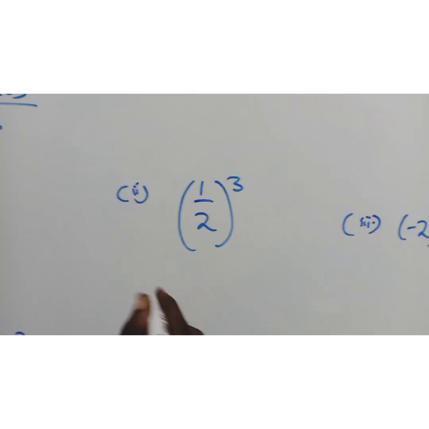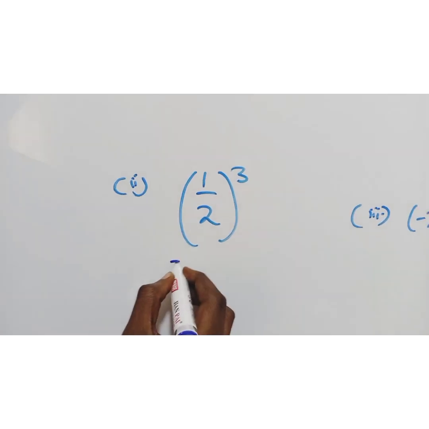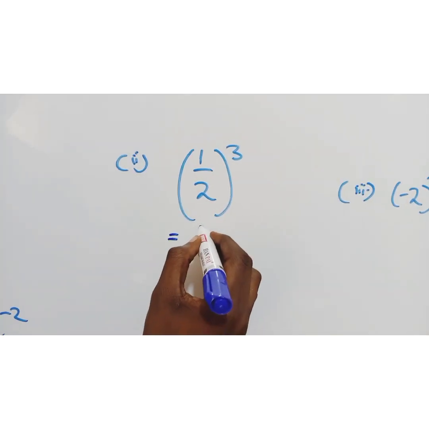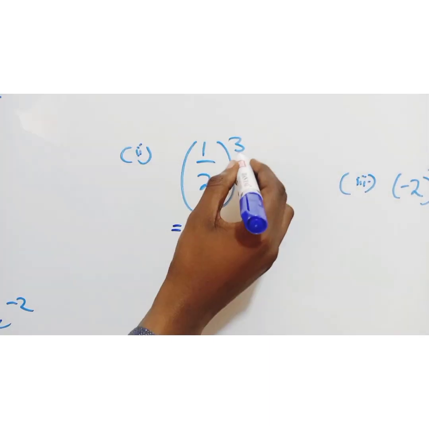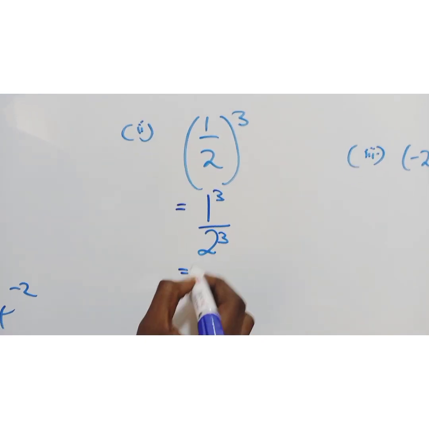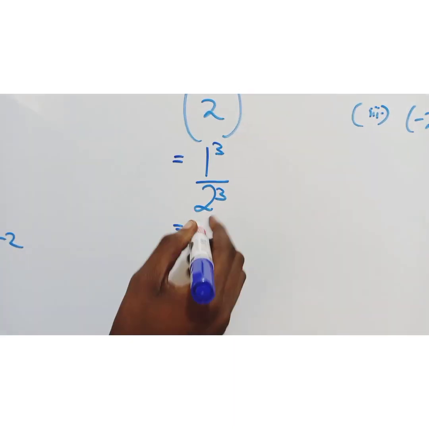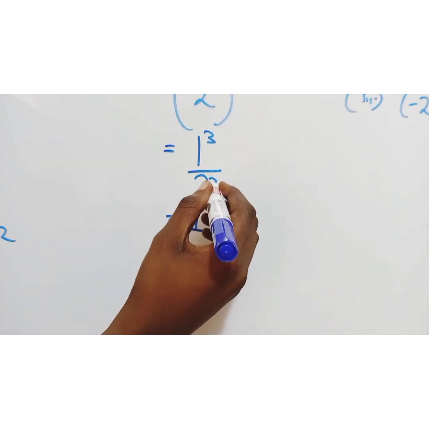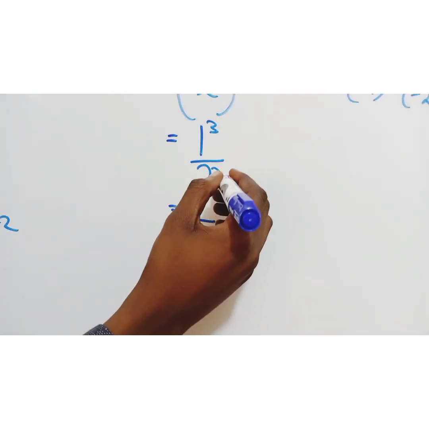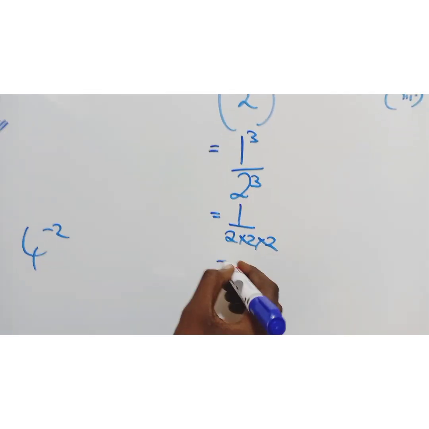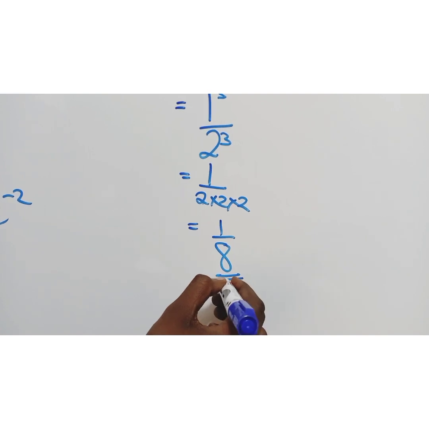We have this. 1 over 2 in brackets with power 3. So evaluate means we find our answer. So we have 1, this 3, put it here. We are breaking brackets now. This 3 comes here. So here we have 1 to the power 3. This is not 1 times 3. It's 1 times 1 times 1, which gives you 1. This is 2 to the power 3. It is 2 times 2 times 2, not 2 times 3. This will give you 1 over 8. That's your final answer. Yeah.